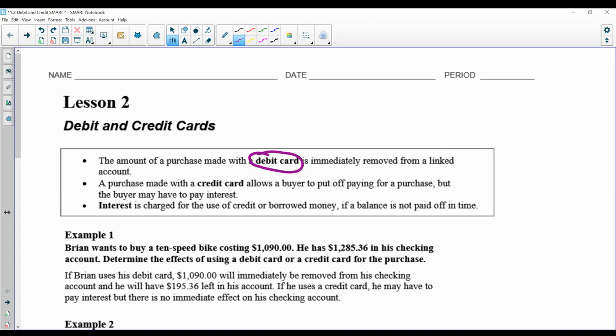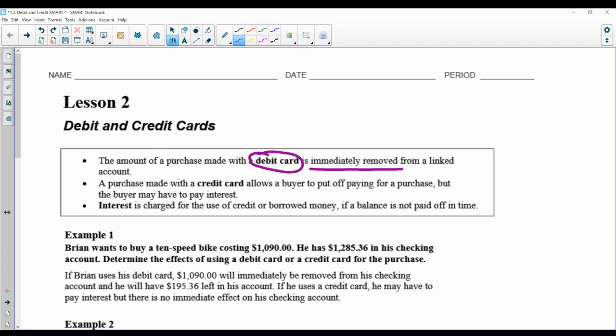The amount of a purchase made with a debit card is immediately removed from a linked account. So these are the clue words for a debit card. When you go to the grocery store or the mall and use your debit card, the money is immediately removed from your checking account. You don't have to pay it later on. You pay it right there. It will automatically be subtracted from your checking account.